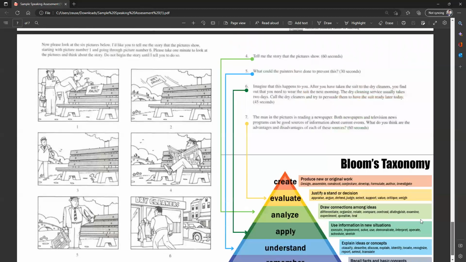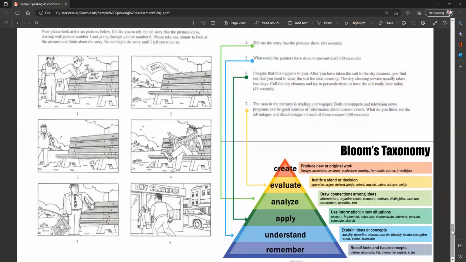This is the last part of the assessment. Okay. So for the last part of the assessment, the assessee is instructed to examine 6 pictures in order and come up with a story based on what the illustration depicts. So in question number 4, tell me the story that the pictures show. In question number 4, the assessee has to tell what the story of the picture is, which is aligned to the analytical level, as it makes the assessee connect the ideas depicted on the picture and conjure up an explanation as to what happened.